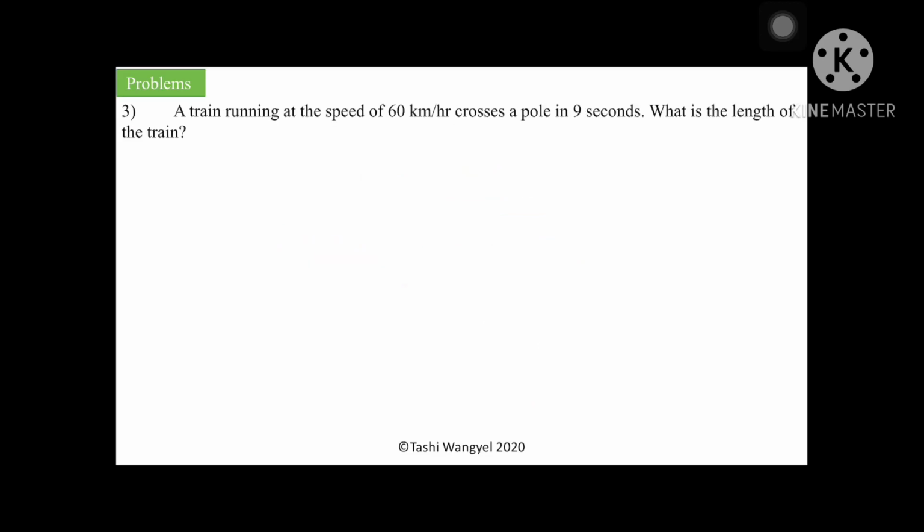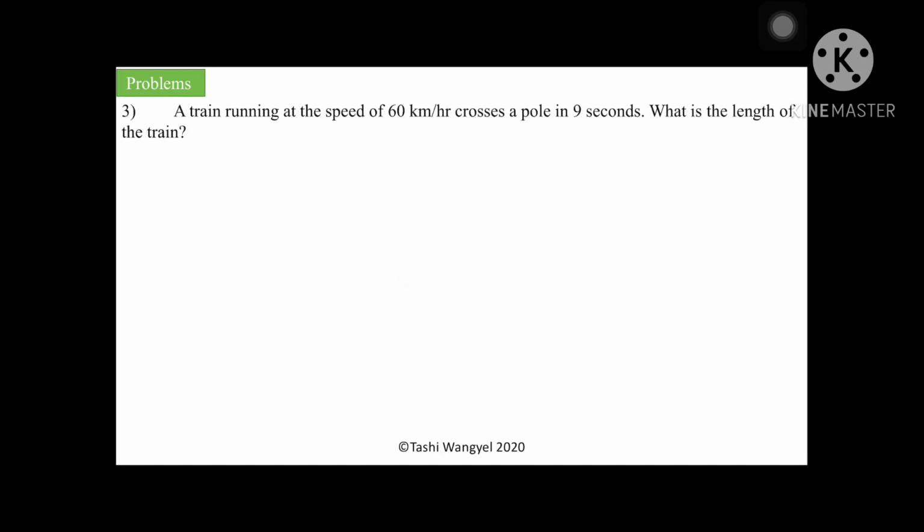The next question: a train running at a speed of 60 km per hour crosses a pole in 9 seconds. What is the length of the train? Another question.